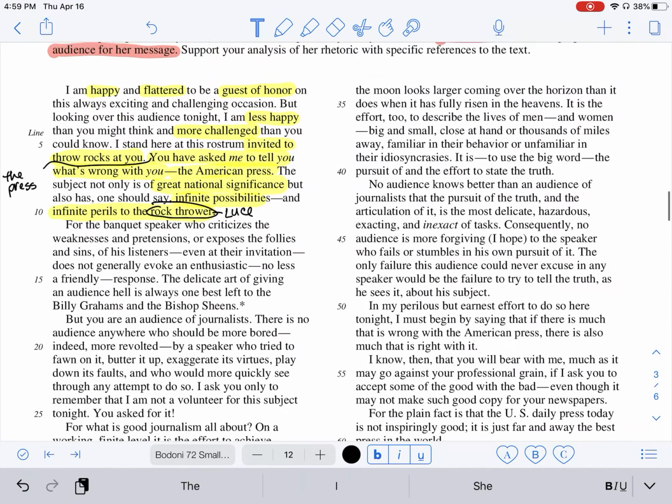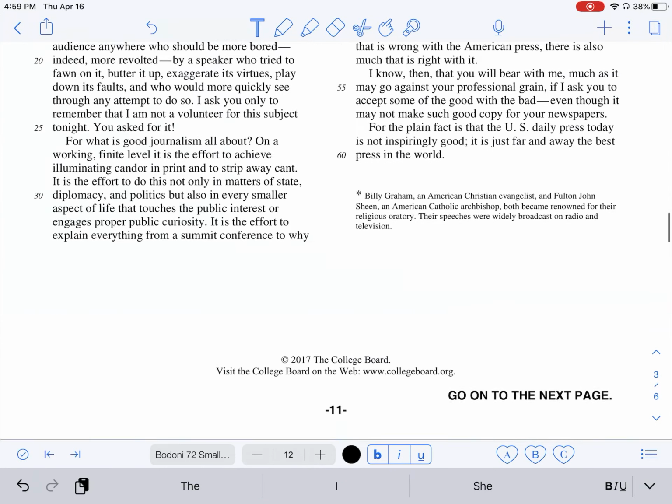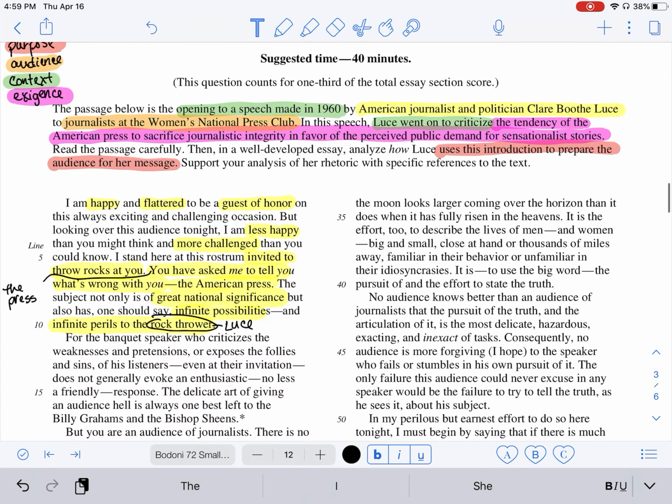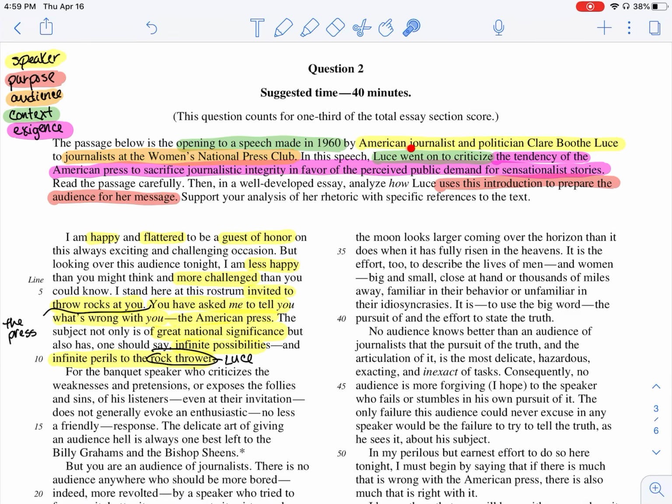All right. So, going back to the analytical claim, let's restate that rhetorical situation one more time. Again, we're looking at Claire Booth Luce's speech to the Women's National Press Club. Obviously, our speaker is Claire Booth Luce, American journalist and politician. She's speaking to journalists at the Women's National Press Club, fellow journalists.